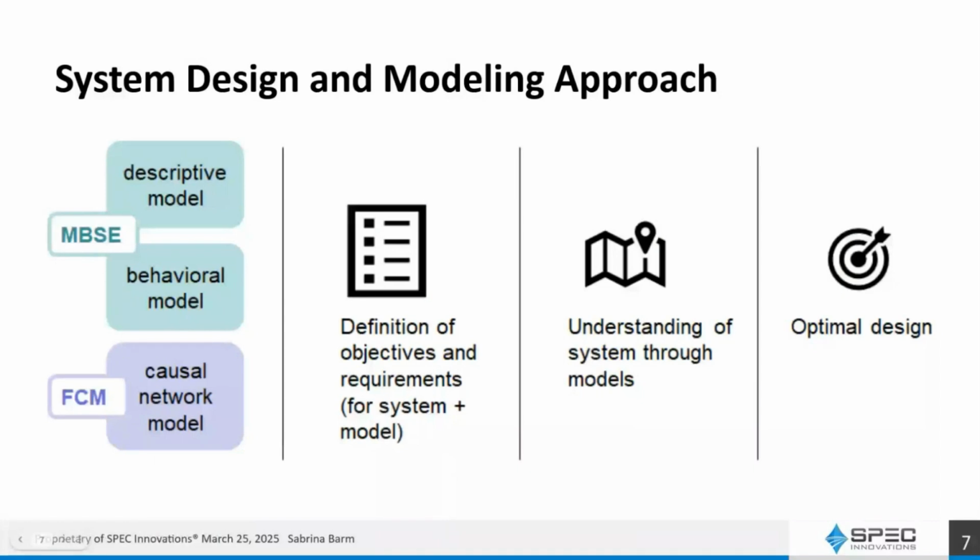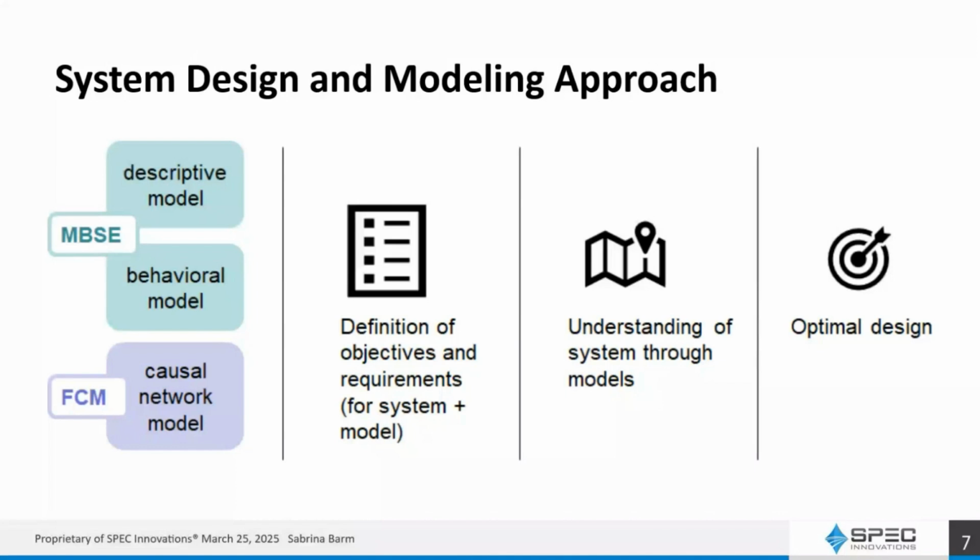And our modeling approach is a three-way approach. We're using a descriptive MBSE model to capture and develop all our system relevant information, to synchronize it and to visualize it. We're using an MBSE behavioral model to represent the system function and research its behavior. And as our third step, we're using a causal network model to research causal relationships, causal chains within our system.